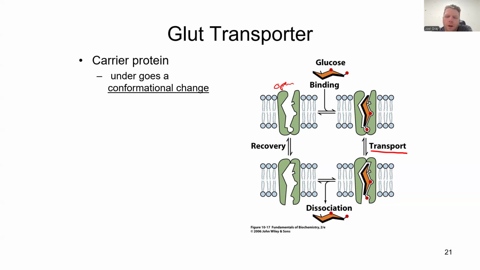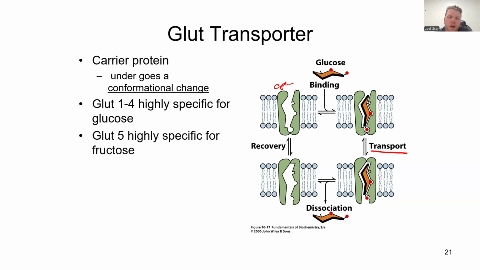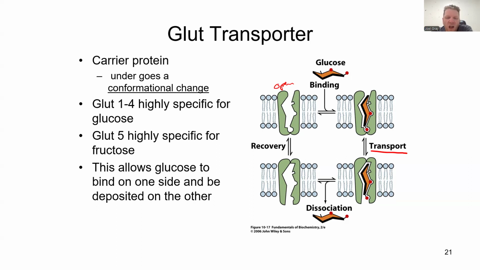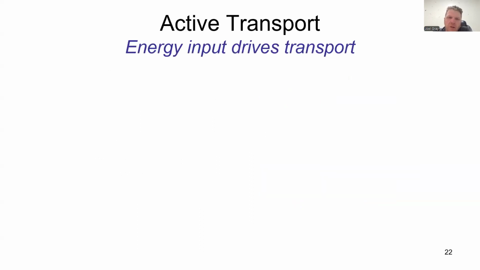So glucose can be transported into the cell. It can also be moved outside of the cell. GLUT1 through 4 are very specific transporter proteins. They are basically only going to bind glucose. GLUT5 is very selective for fructose. This allows glucose to bind on one side and to be deposited on the other.